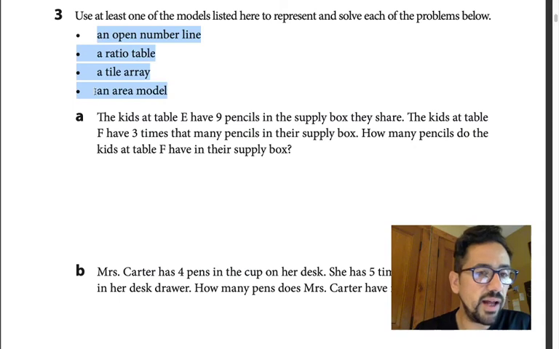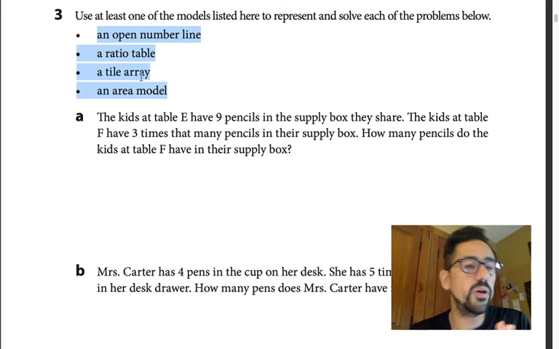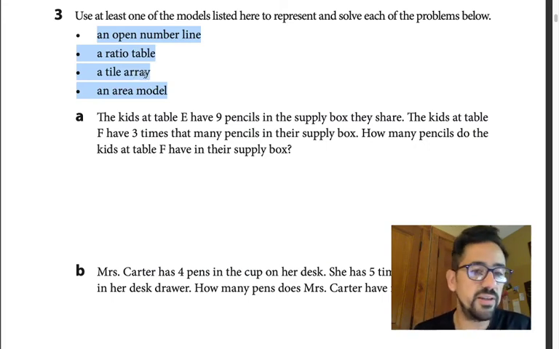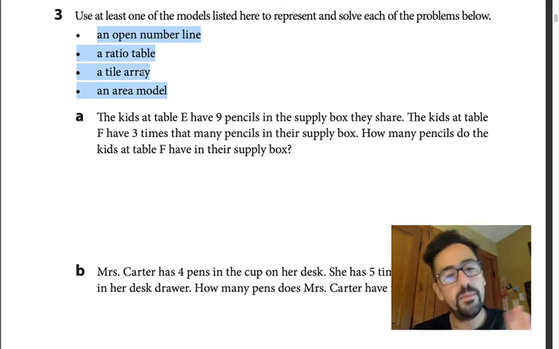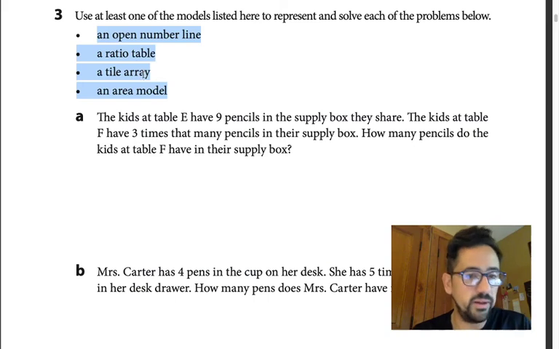The area model, I have not specifically explained it, so you can focus on the first 3. It's very similar to the tile array, but don't worry about it. Use the first 3. And once you're done, we will continue. So you may pause the video right now.